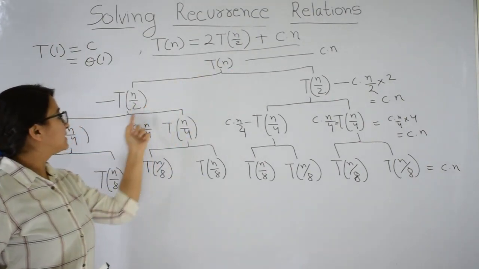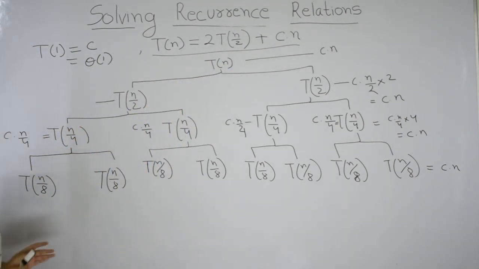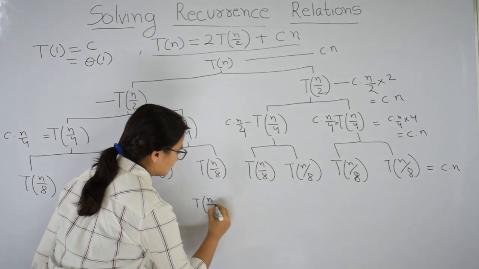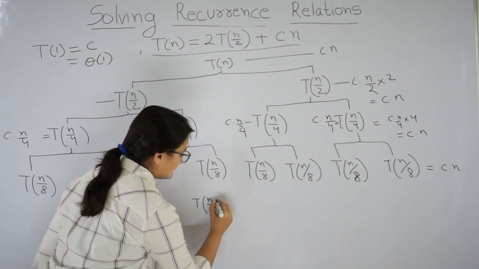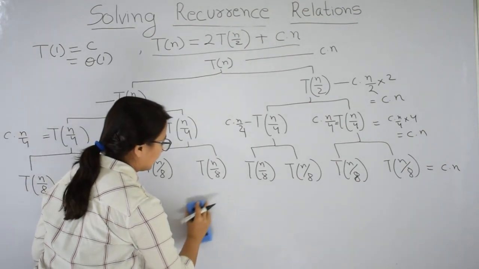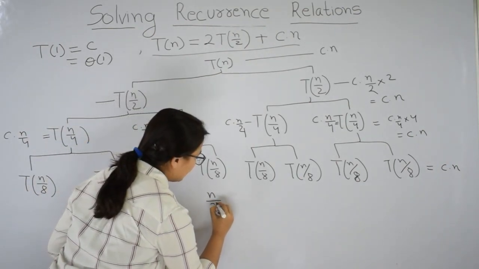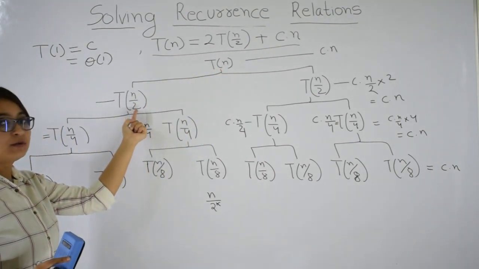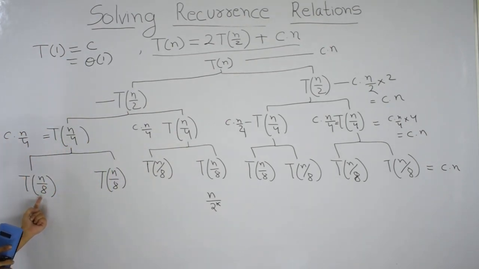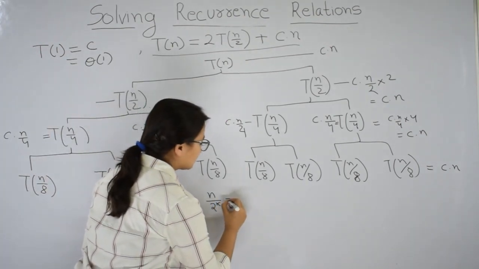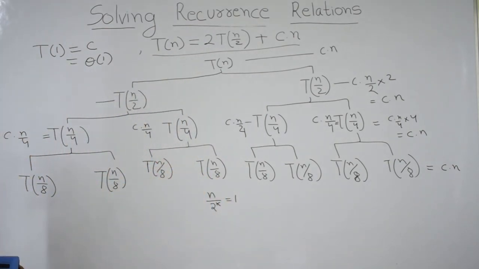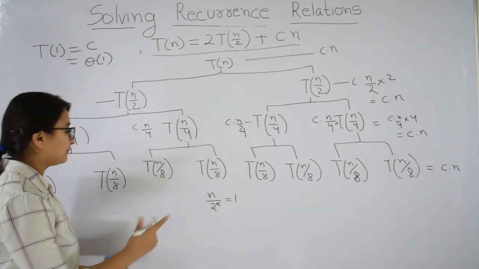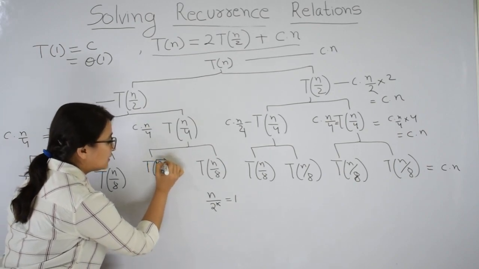This is n, this is n by 2, n by 4, n by 8. How deep will we go? We'll go till a point where this is... Better thing to write is n by 2 raised to the power k, because we can see that this is n by 2 raised to the power 0, n by 2 raised to the power 1, 2 raised to the power 2, 2 raised to the power 3. So n by 2 raised to the power k will be equal to 1. At the leaf level, n by 2 raised to the power k should be equal to 1.